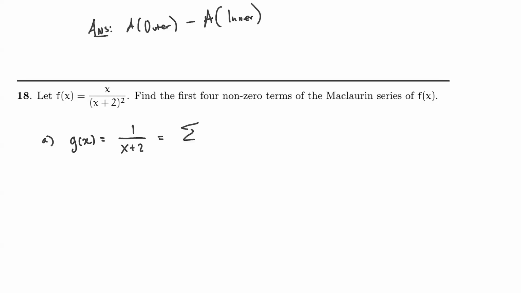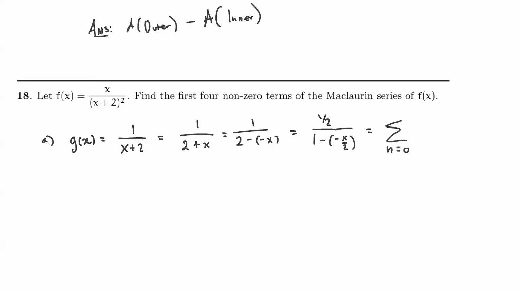This would be the sum. Well, before writing it as a sum, you guys are okay for me writing this as 1 over 2 plus x, and for me to write this as 1 over 2 minus negative x, and for me to write this as 1/2 over 1 minus negative x over 2? Are you guys okay with me doing that for g of x? You might say, well, why is g of x? You will see it in the next part, right? So this will be the sum from n equals 0 to infinity of 1/2 times negative x over 2 to the power of n.